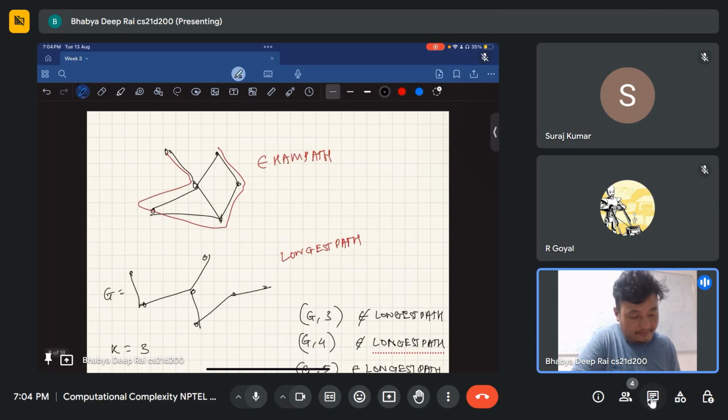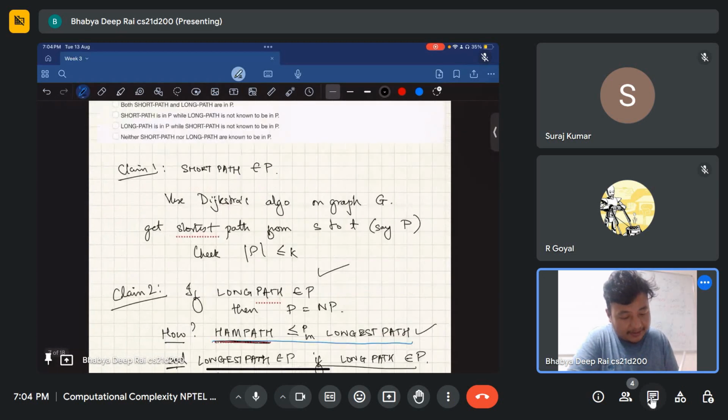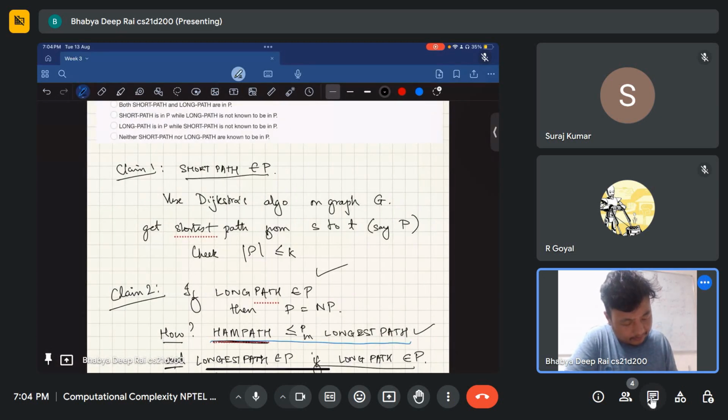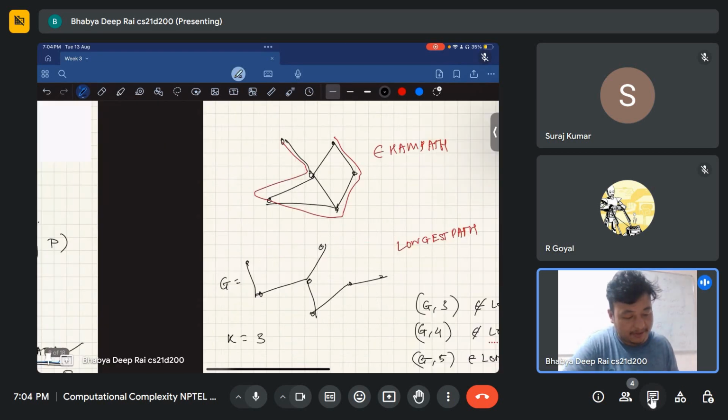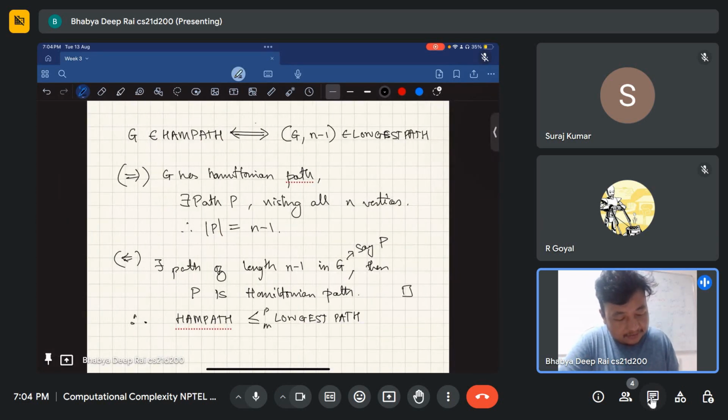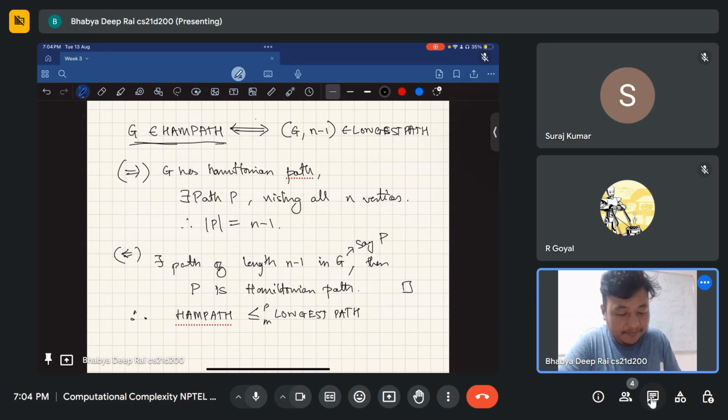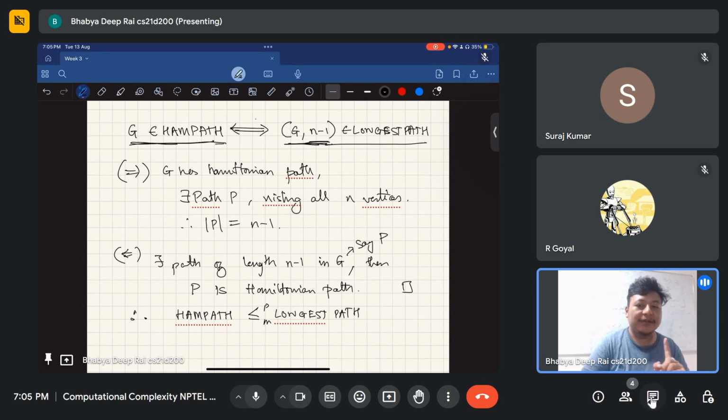Okay. So now my claim, sorry, not claim 1, claim 2.1: Hamiltonian path reduces to longest path. This is my first claim. And how does it reduce? This is my answer. G has a Hamiltonian path if and only if the longest path of G is of length n minus 1. This is the way to read it.